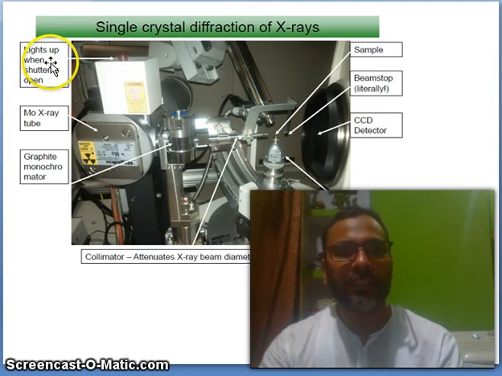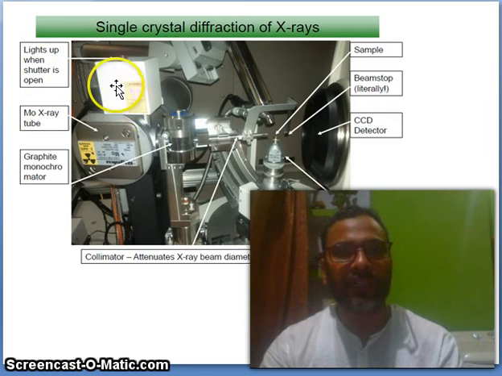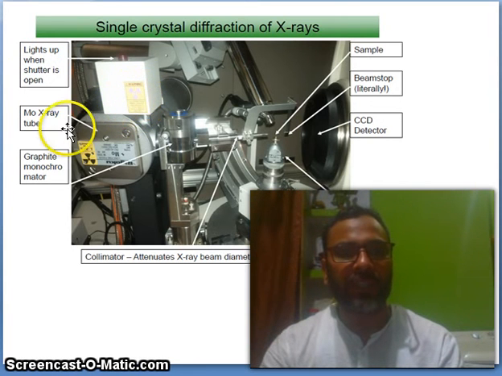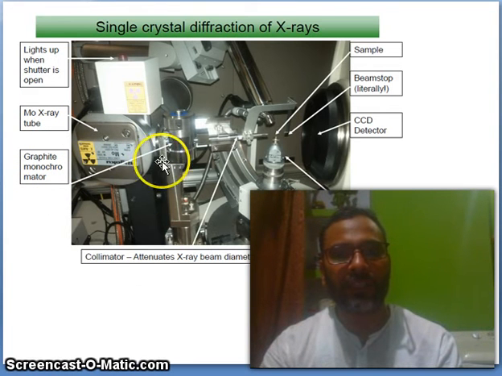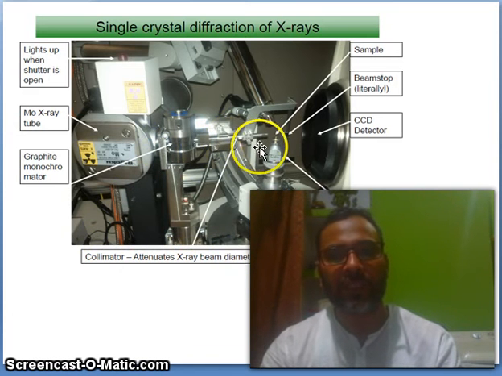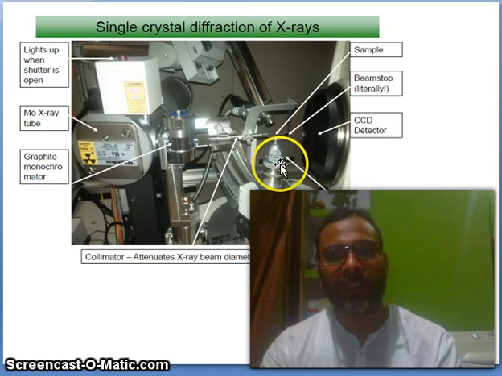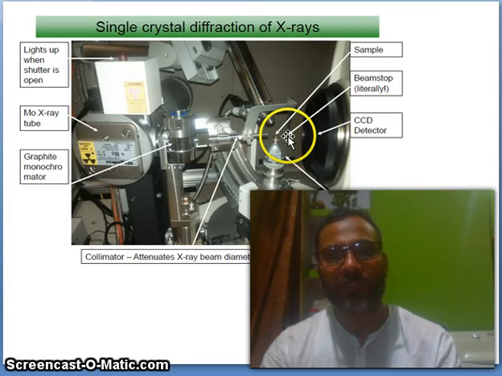You see here, this portion lights up when the shutter is open, and this is the sign of X-ray. Molybdenum X-ray tube, this one. Graphite monochromator, this is. Collimator attenuates the X-ray beam diameter, this one. Here is your sample on the goniometer. This is the goniometer. For adjustment there is a lot of key here. This is the CCD detector, and the beam stop. This is the beam stop.